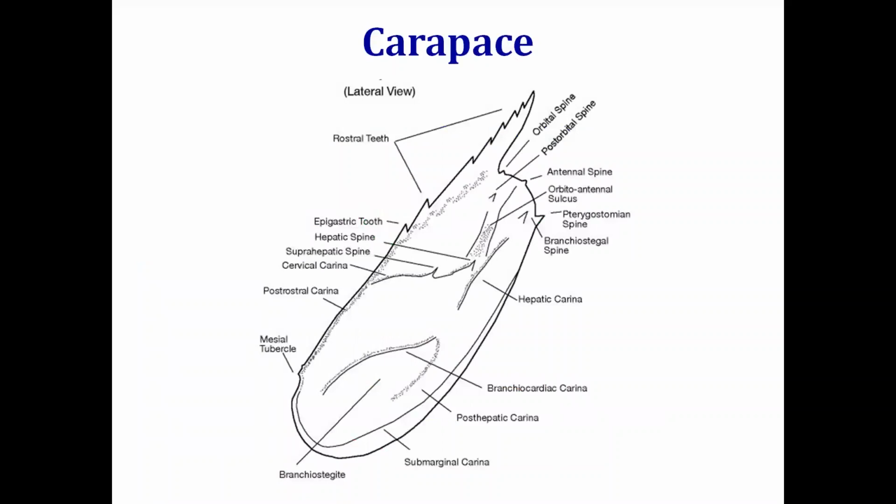First we will talk about the carapace. As you can see, in the anterior most part of the carapace there is an outgrowth or protrusion with a spine-like structure or serration. This is known as the rostrum, and this is the serration. And here there are spines like the postorbital spine, then the branchiostegal spine, then the hepatic carina or ridge, then the postrostral carina, then the cervical carina. So these ridges, what are ridges?